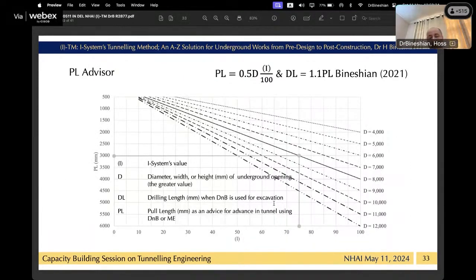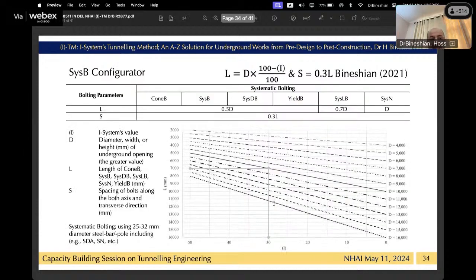PL advisor, or pull length advisor, proposed by I system, gives you a safe and stable advance in tunneling. It gives you optimized length, which saves you cost, time, and improves safety. The systematic bolting configurator is a feature available only in I system, not in any other classification and characterization system. It helps you design any type of systematic bolting, including cone bolting, systematic dynamic bolting, yield bolting, systematic long bolting, and systematic nailing.